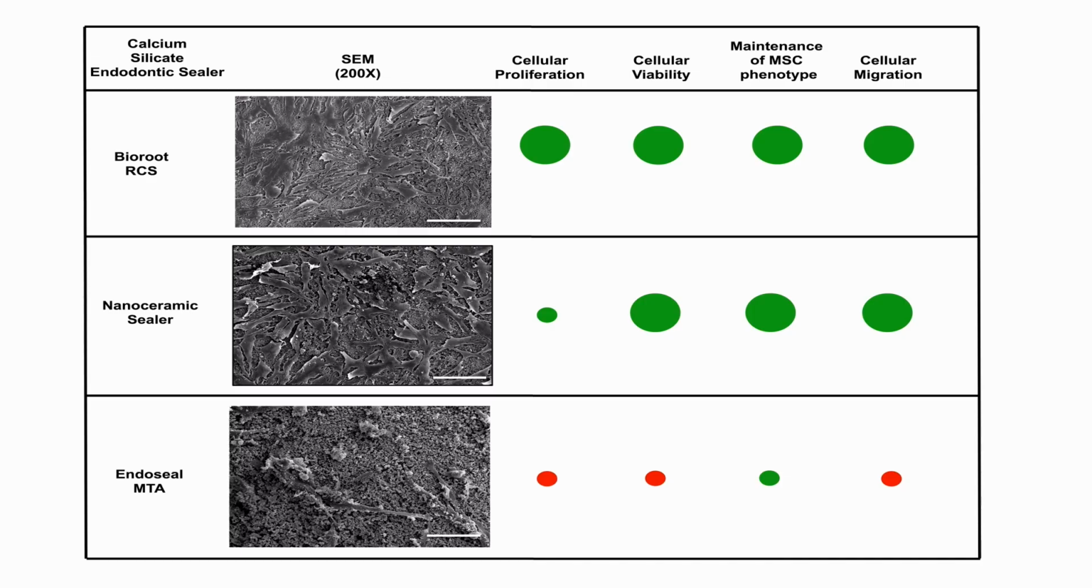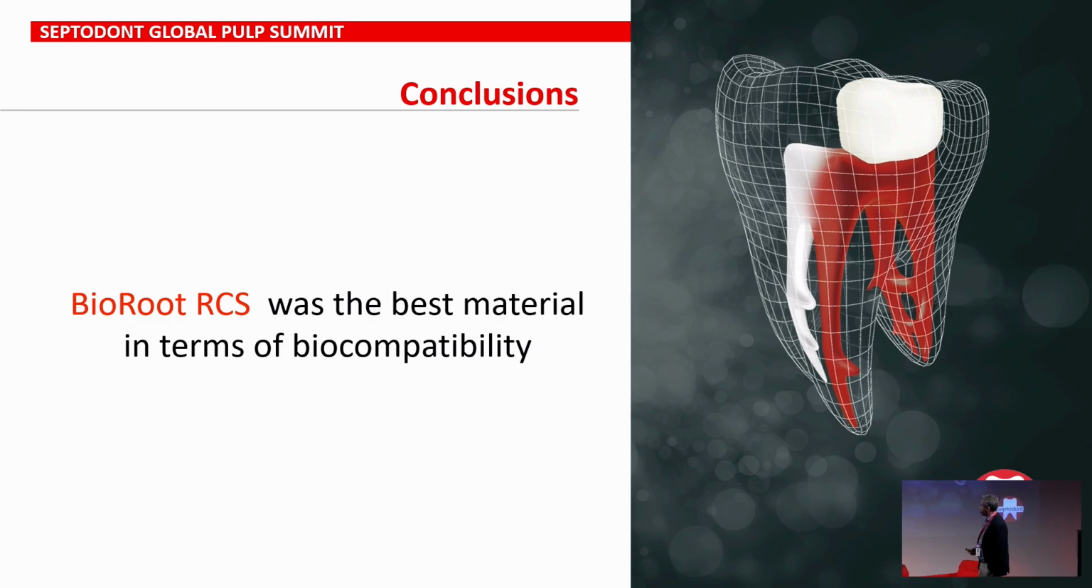You can see here that BioRoot was the best in cellular proliferation, cellular viability, maintaining the phenotype of the stem cells, and the best in cellular migration. So it's a good product. It's a very good product. So the conclusion is that the BioRoot root canal sealer was the best material in terms of biocompatibility.